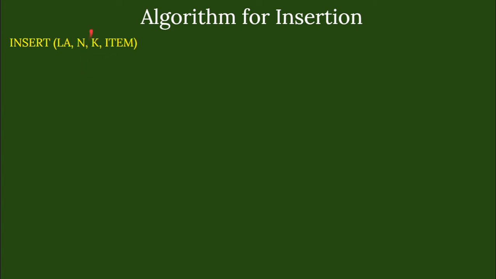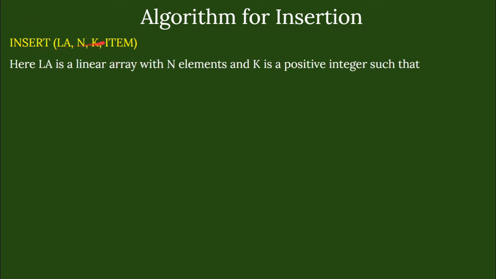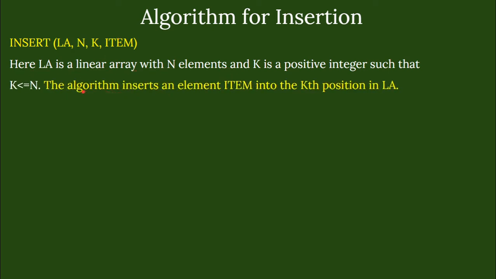The function is used to insert an element in an array. Here the function contains four arguments: LA, the linear array, which is the name of the array; n, the number of elements; k, the position at which you want to insert the item; and item, the real value you want to enter into the array. Now the algorithm inserts an element item into the kth position in the linear array LA.